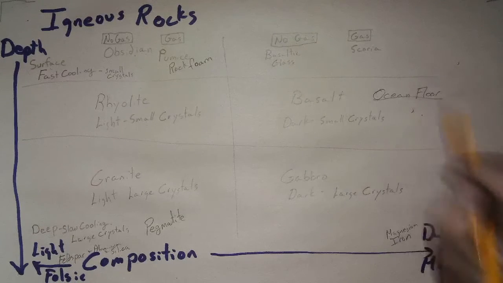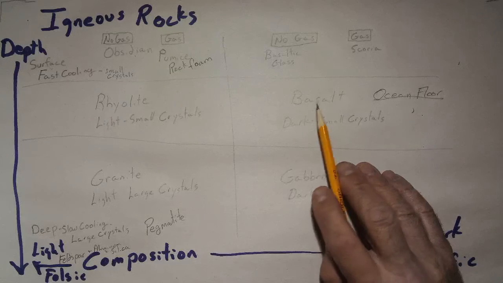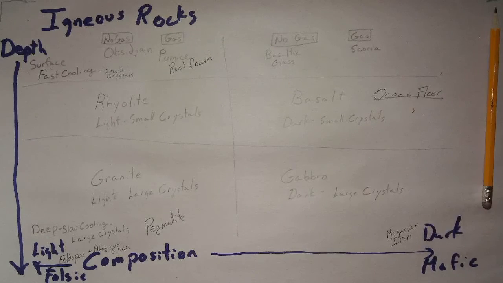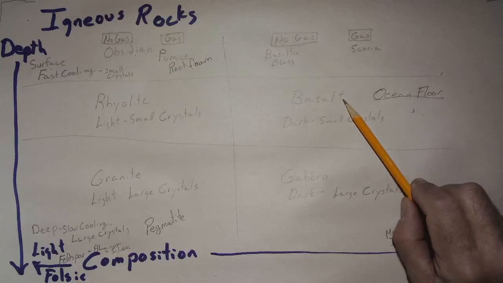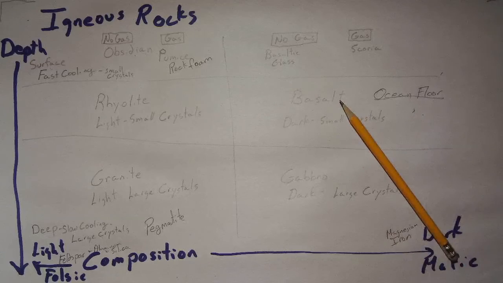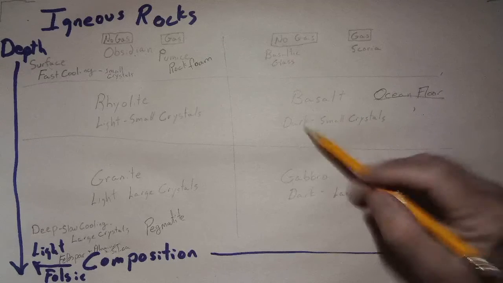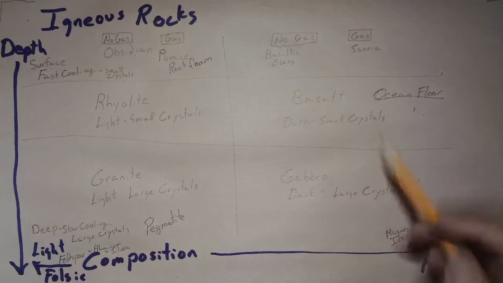Yeah, the ocean floor. So there is a huge amount of basalt around, and anytime you have a volcano from a deep spot underground erupting on the Earth's surface, even on land, it'll have a basaltic lava flow. So we'll see these things occasionally. So dark and small crystals.